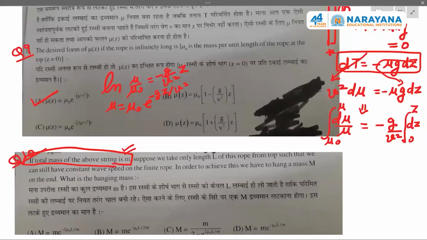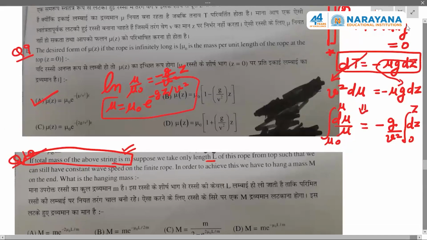I'll use it. And suppose we take only a length L of this rope from the top, such that we can still have a constant wave speed. I mean, the same relation as we have used above. On the finite rope, obviously, this is an infinite rope with an exponentially decaying mass density for the speed to be constant from top to bottom. But now we want to make a length L of the rope only.